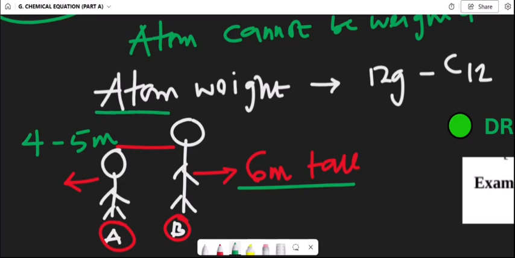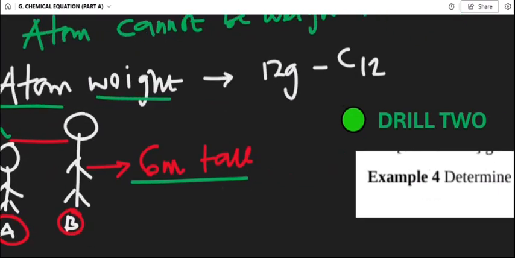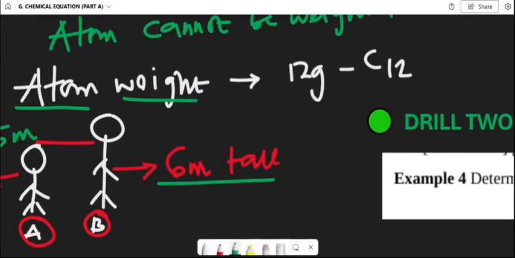We don't really know the weight of an atom, but because we compare it with a substance we call the carbon-12 isotope, the 12 grams of carbon-12 isotope compared to the atomic weight is what we use to determine the atomic weight of every element. Okay, let's go to what we have.